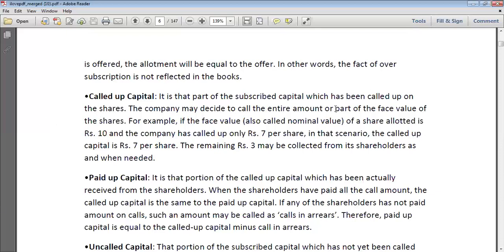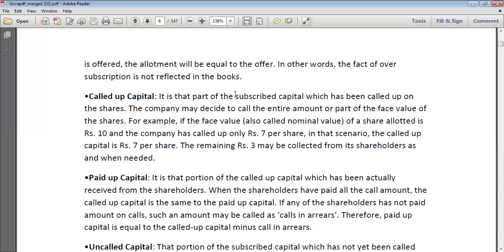Let's understand with an example. If the face value of a share allotted is rupees 10, and the company calls 3 rupees on application, 4 on allotment and 3 on first call, then the company distributes the 10 rupees in these parts. But it has still called only 3 rupees on application and 4 rupees on allotment. It has not called the first call. That means called up capital is 3 rupees on application and 4 rupees on allotment, total called up money is 7 rupees. The 3 rupees on first call is still uncalled by the company, that is uncalled capital.